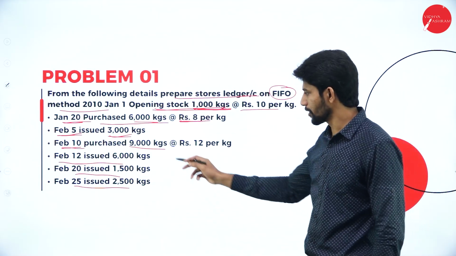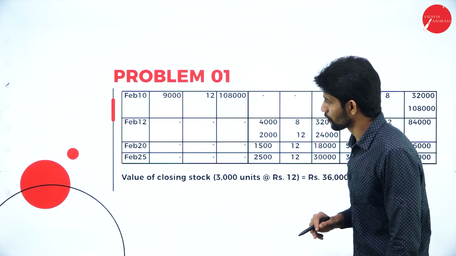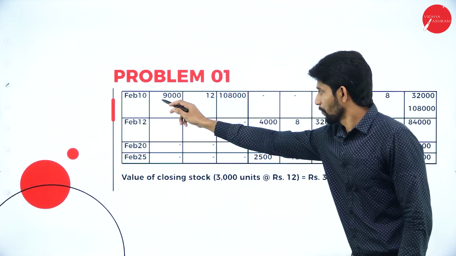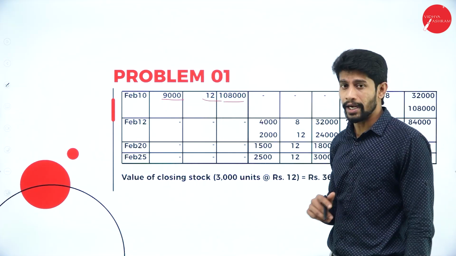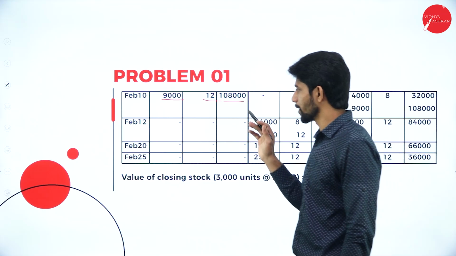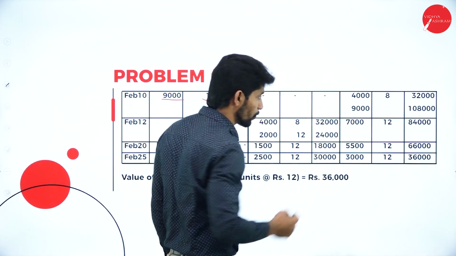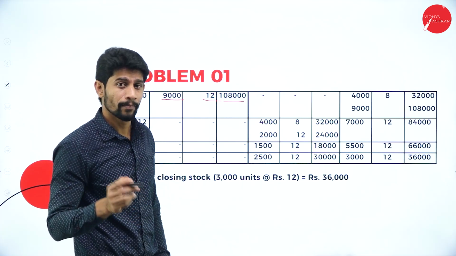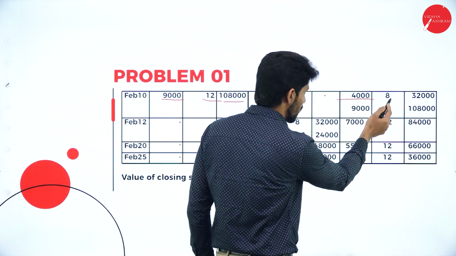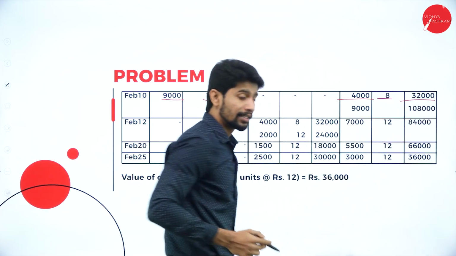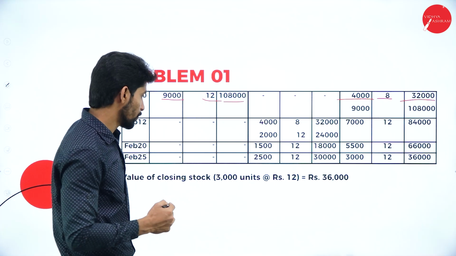10th Feb, purchased 9,000 kgs at rupees 12 per kg. So here on 10th Feb we purchased 9,000 kgs at rupees 12, and rupees 1,08,000 will be the value. And where we are supposed to show this value? We are supposed to show the value in balance column. First we are supposed to show the value of 4,000, 8 rupees per unit, and 32,000 will be the value. So which value is that? That value is the previous one.